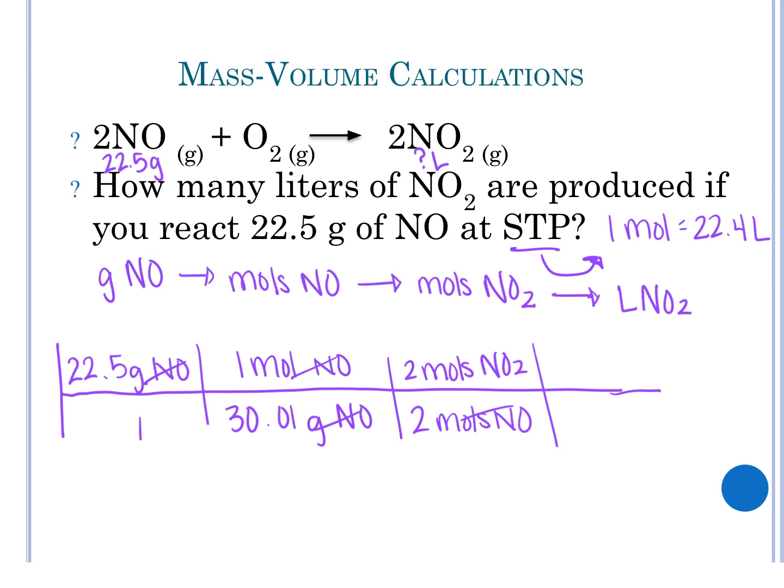All right, and then this is the new part. So now your final unit has to be in liters. So this is where we're going to use this new conversion. So 1 mole equals 22.4 liters. If moles of NO2 is up top, what unit has to go on the bottom? Okay, and the conversion has 1 mole in it. So I'm going to write 1 mole of NO2 on the bottom, and then 22.4 liters goes on top.